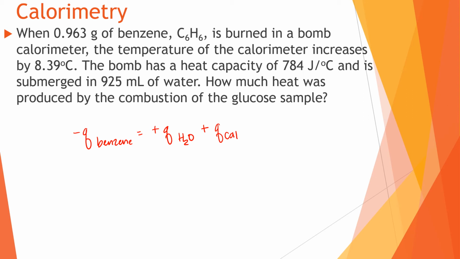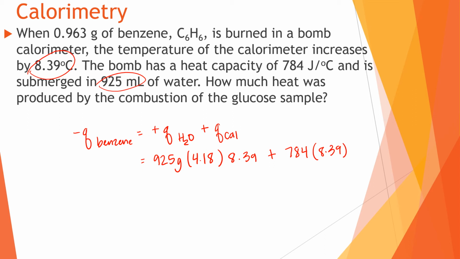So again, this is a way for us to calculate heat by measuring temperature change. So we have mass of water, 925 milliliters. Remember, that's just the same as 925 grams. Specific heat of water is 4.18. The temperature increased by 8.39. But then I have to add some of the heat is going to be absorbed by the calorimeter, which has a capacity of 784, and it also changed 8.39 degrees.